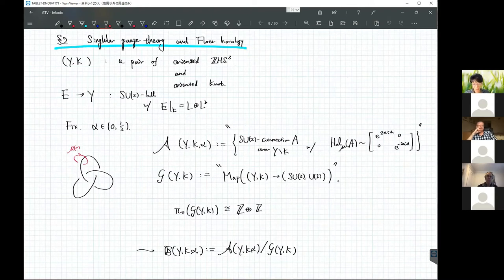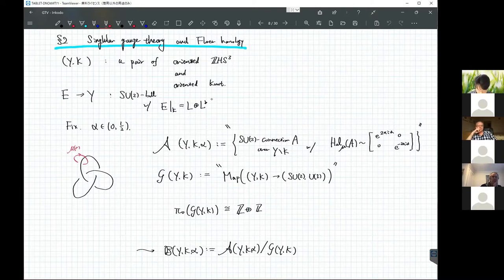So I described the singular gauge theory and its pair homology. In this talk, the pair (Y, K) denotes an oriented integral homology three-sphere and an oriented knot in Y. And E is an SU(2) bundle with a reduction along K. Here, L is a U(1) bundle.